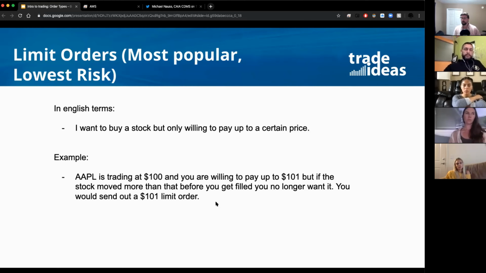So if it's able to get you $100 exactly, it will get you that, right? If it's able to get you $100.10, it will get you that. It will get you the lowest possible price in the market up until that amount. So you've got to think back to when we went over order flow and how that worked, and how you had your bid and your offer, right?